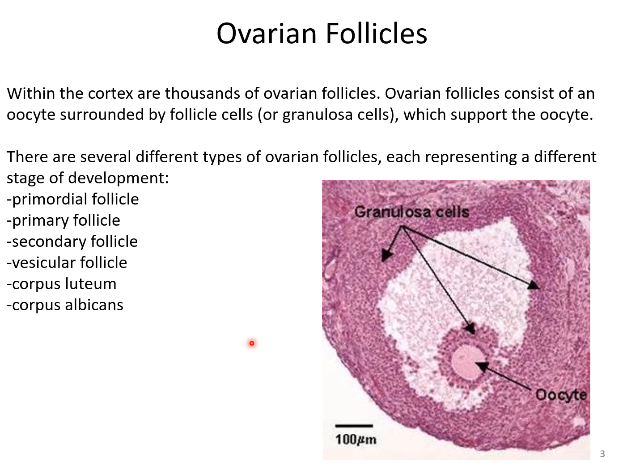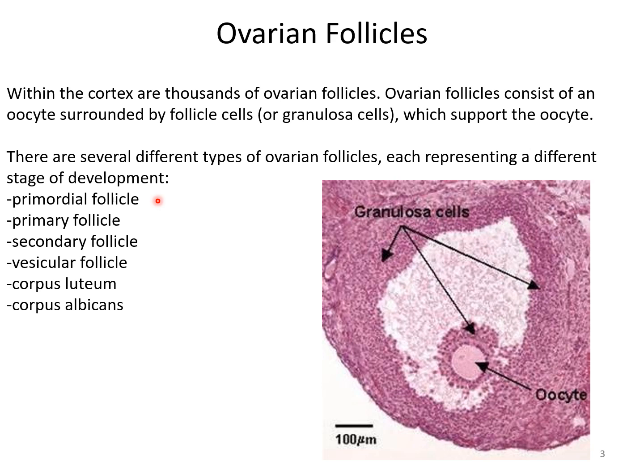Within the cortex of the ovary, you've got thousands of ovarian follicles. Ovarian follicles consist of an oocyte here, surrounded by follicle cells. Sometimes you'll hear follicular cells or granulosa cells. All these cells right here support the oocyte. There are several different types of ovarian follicles, with each one representing a different stage of development. Primordial follicles are the more primitive type. Most of the follicles are going to be in this stage.